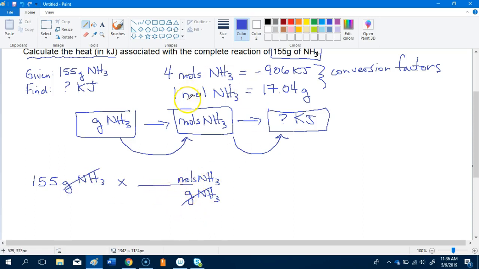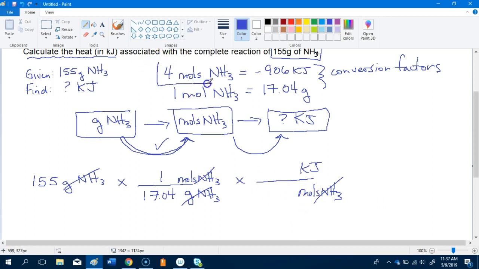And the conversion factor that I'm going to use is 1 mole of NH3. So 1 mole of NH3 is equal to 17.04 grams of NH3. So there's my first conversion. I've converted from grams to moles of ammonia. My next conversion is from moles to kilojoules. So I'm going to multiply again. I want to keep kilojoules in my answer, so that's going on top. And then moles of NH3 are going on the bottom so that I can cancel out.